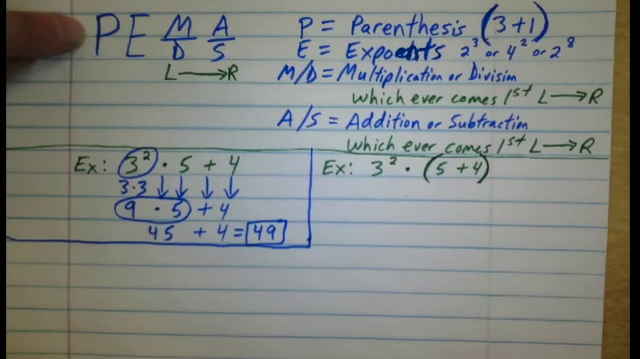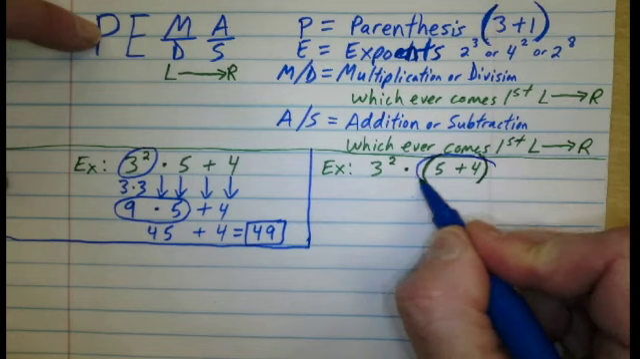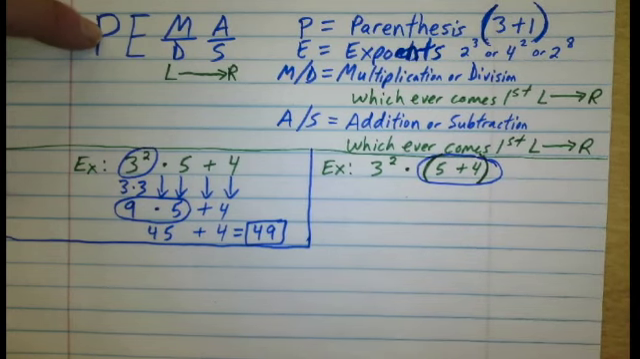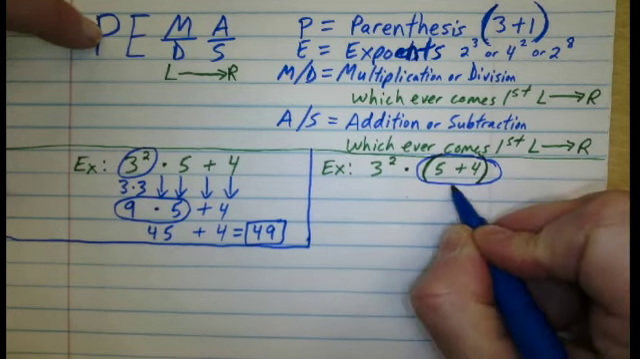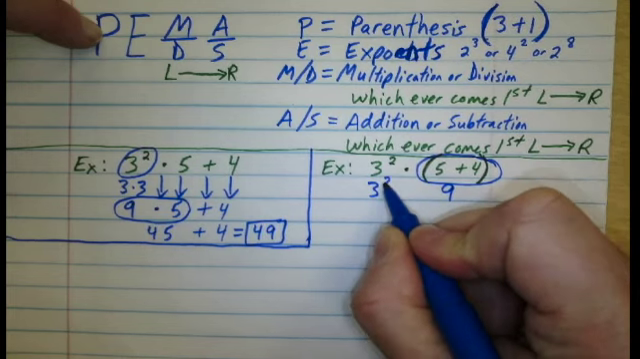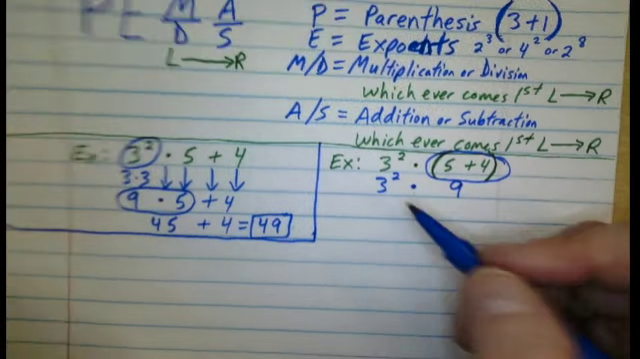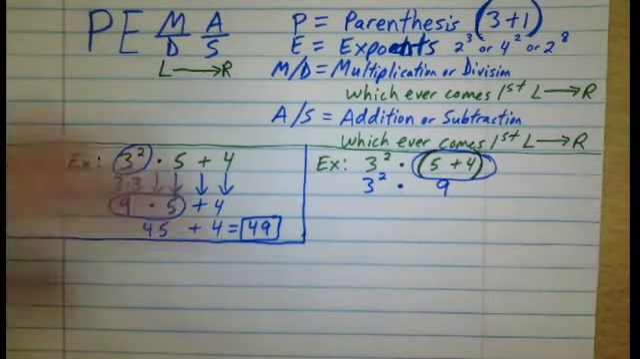Well, the first thing I do of PEMDAS is I look, do I have any parentheses? Yes, I do. So I circle what I'm going to solve. I need to do everything in these parentheses, which is 5 plus 4, and that is 9. So then you're going to bring down the 3 squared, and you're going to bring down the multiplication straight down. So the only thing you're solving there is what's in parentheses.